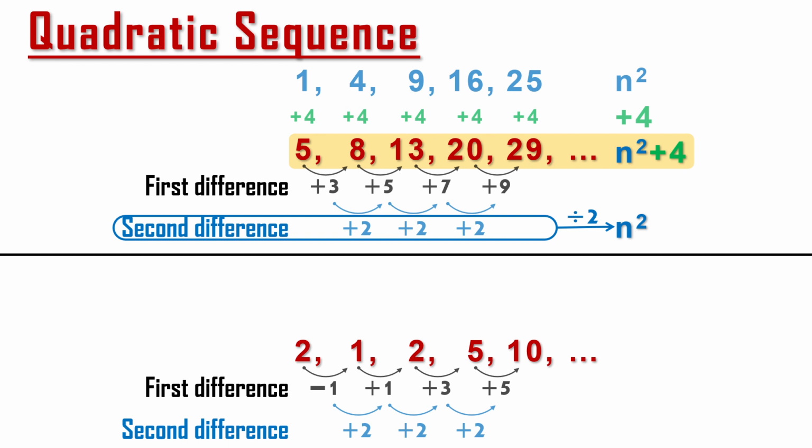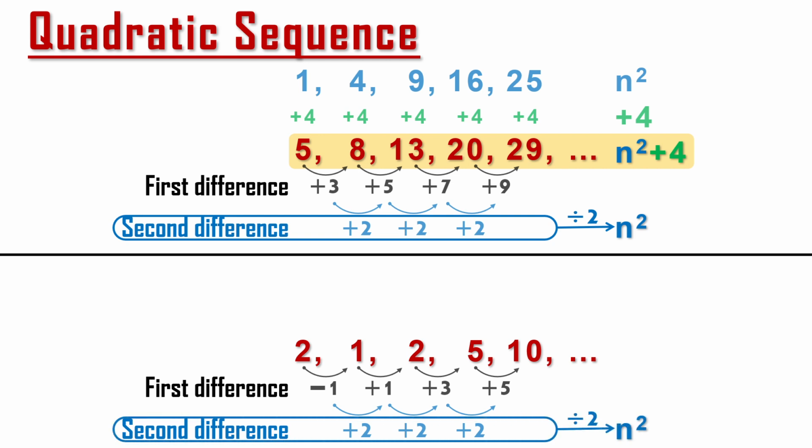Since the second difference is constant, this is a quadratic sequence. Again, divide the second difference by 2, which gives us 1, meaning our sequence starts with n squared. Now compare the original sequence with n squared: 1, 4, 9, 16, and 25. The differences between this and the original sequence are 1, negative 3, negative 7, negative 11, negative 15. This difference follows a linear pattern.